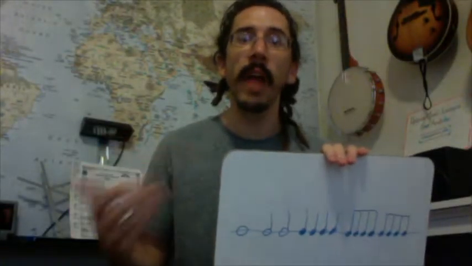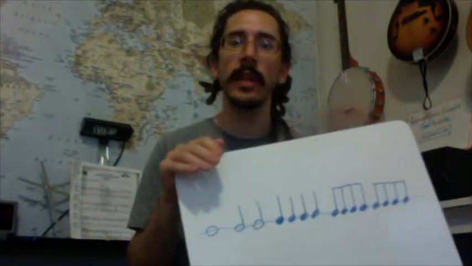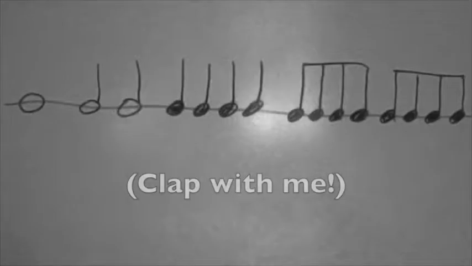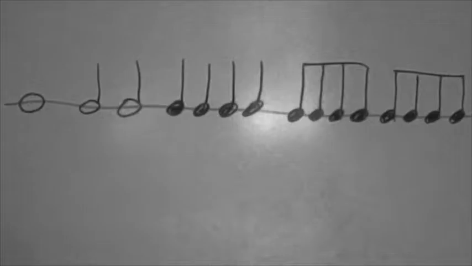Now, let's actually play through all the notes we've just learned, as written here on the board. We'll start by simply clapping along. I'll count us in. 1, 2, 3, whole note. 1, 2, 3, half note. 1, 2, 1, 2, quarters, and eighth notes. Let's start over. Whole note. Half note. Quarter notes and eighth notes.